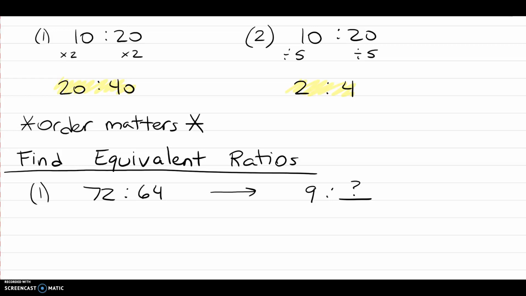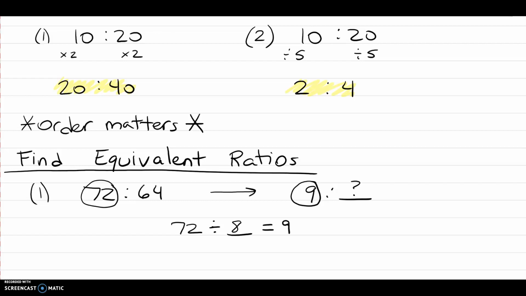So we're going to look at, how do I turn 72 into 9? Well, we're going smaller, so we're dividing. So 72 divided by something gives me 9. So going through my multiplication facts, or you can use your calculator and just do 72 divided by 9, it'll tell you your number. But what we're doing here is we're dividing it by 8. 72 divided by 8 is 9.